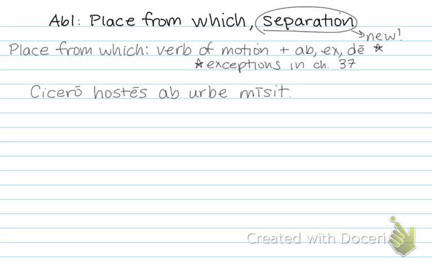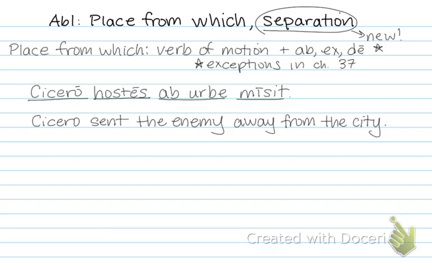So an example of place from which is Cicero hostes ab urbe misit, where we have a verb of motion. So Cicero sent, direct object, and then because it's a verb of motion and we are literally sending someone away, to move away, we use the preposition ab, and then the ablative of urbe.